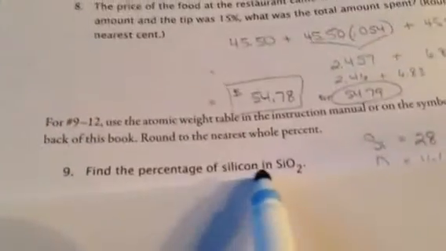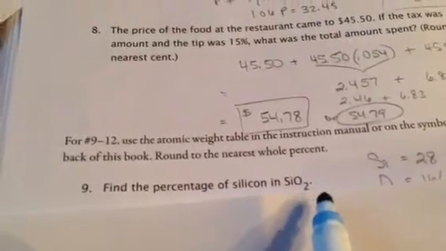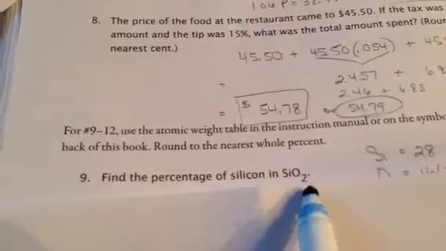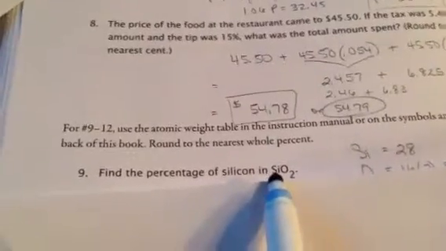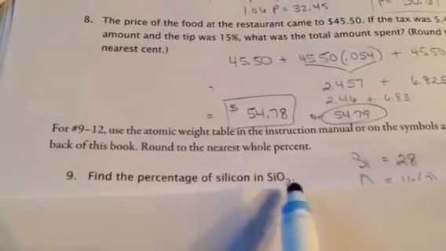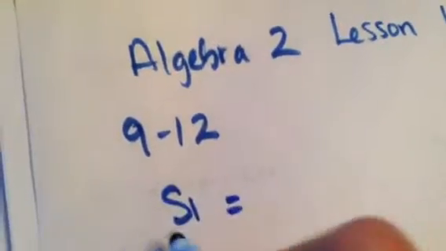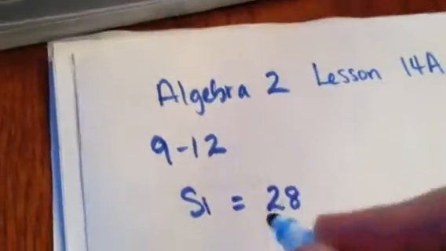These are so simple, but I do not know how to say these. It says find the percentage of silicon, and it gives you SiO2. If you haven't had chemistry, no big deal, but there's one silicon and there's two oxygens. So what you're going to want to do is write down, look in the back of the book, what is silicon? What is its atomic weight? If you look in the back of the book, you've got 28, okay?